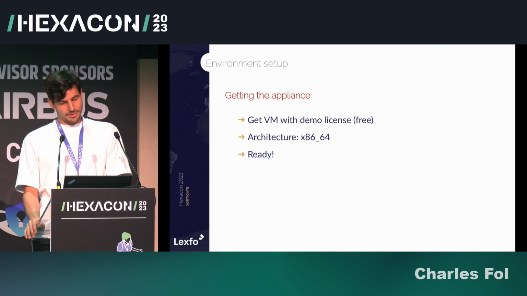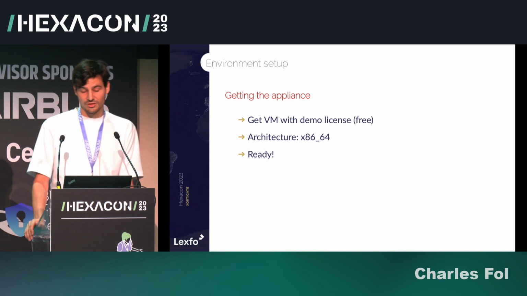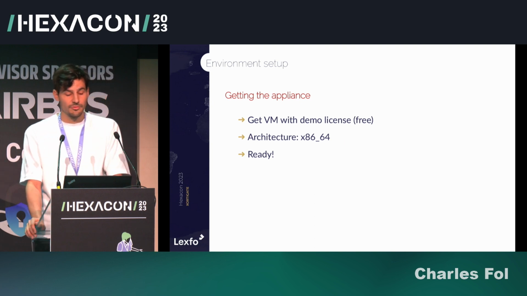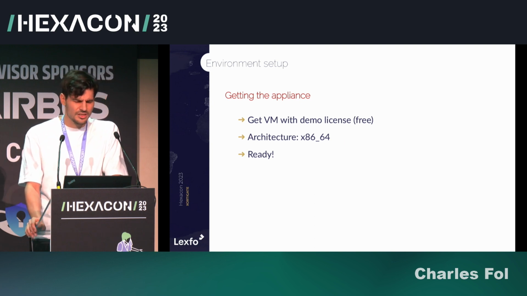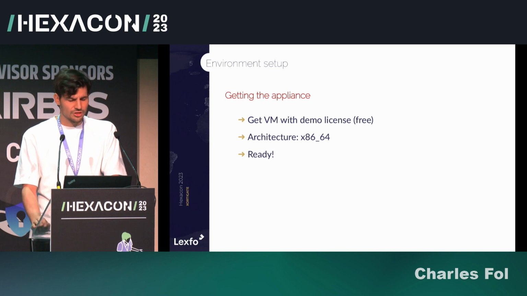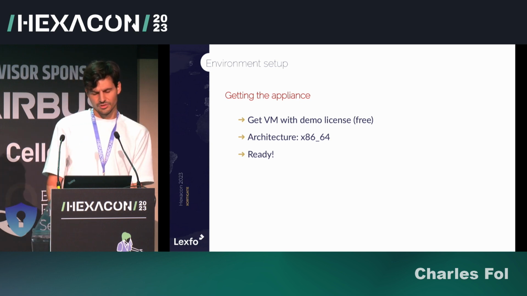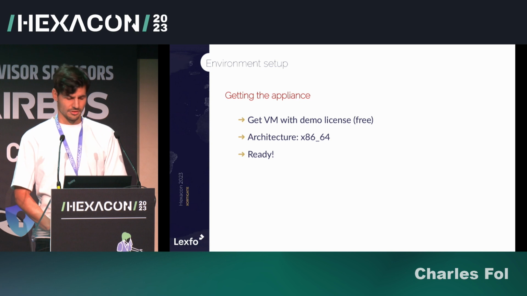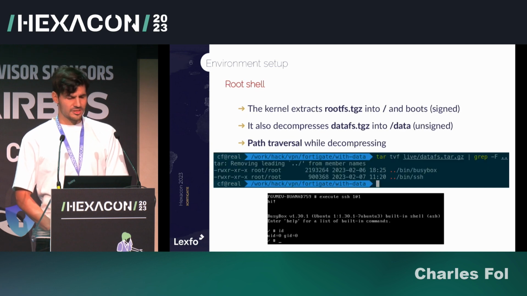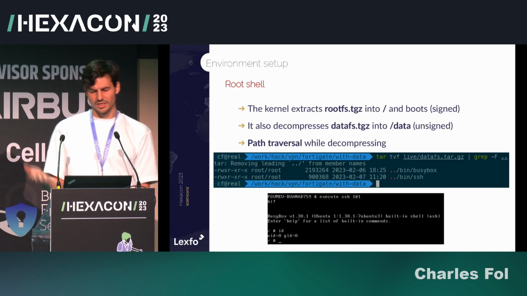So first step is getting the appliance. The idea is just to connect to the Fortinet website and get a VM for demo license. I think the license lasts for 2 months or something, so that's enough to find a bug and exploit it. The architecture I chose is Intel 64, obviously, and I was ready to go. And the first step is getting a root shell to be able to debug easily.